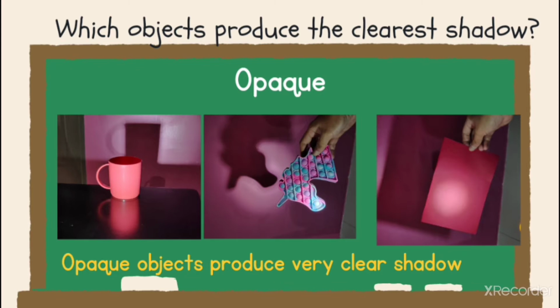Now, let's look at opaque objects first. For example, the mug, pop-it, and a piece of paper. Look at the shadow formed on the screen. Is it clear, less clear, or no shadow formed on the screen? Yes, the shadow is very clear. So, opaque objects produce very clear shadow.